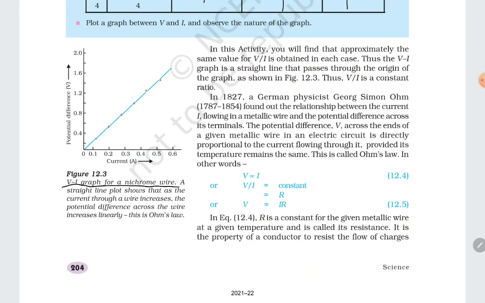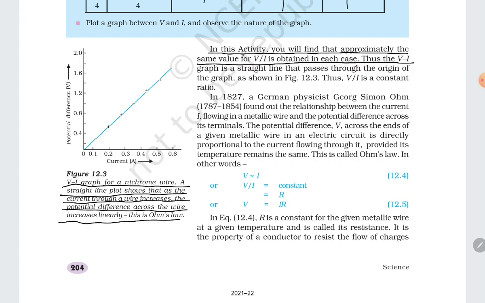The V-I graph of the nichrome wire is a straight line plot. As the current through a wire increases, the potential difference across the wire increases linearly. This is Ohm's law. In this activity, you will find that approximately the same value of V by I is obtained in each case. Thus, the V-I graph is a straight line that passes through the origin, as shown in figure 12.3. Thus, V by I is a constant ratio.